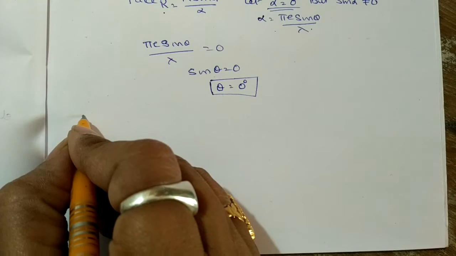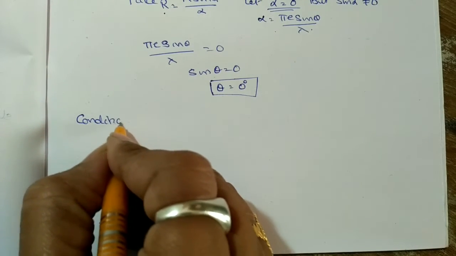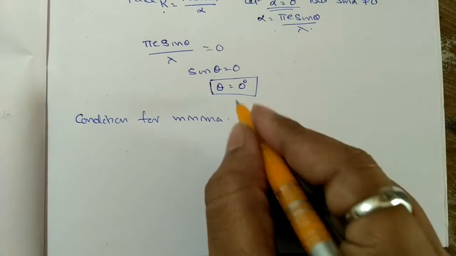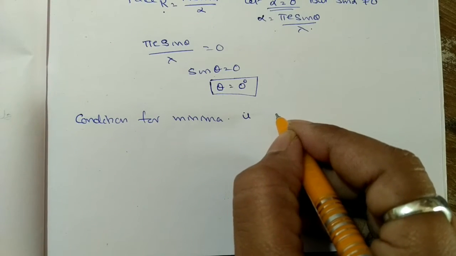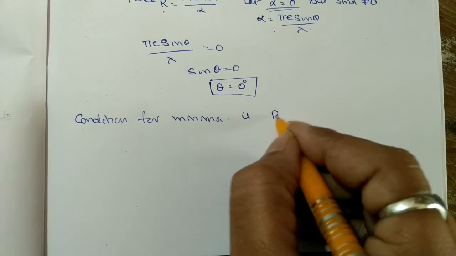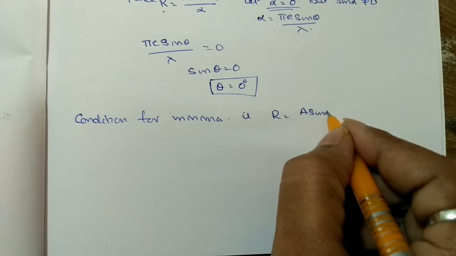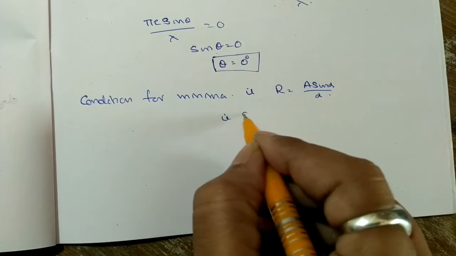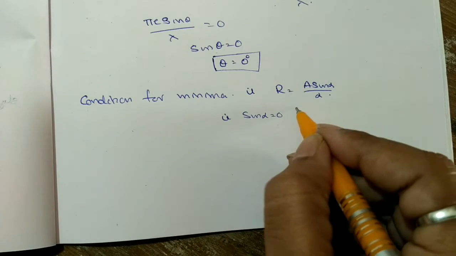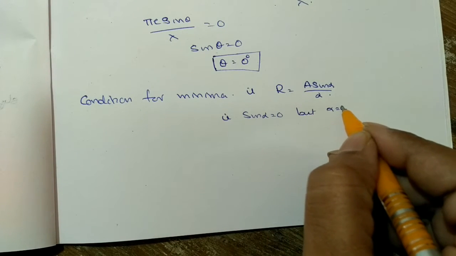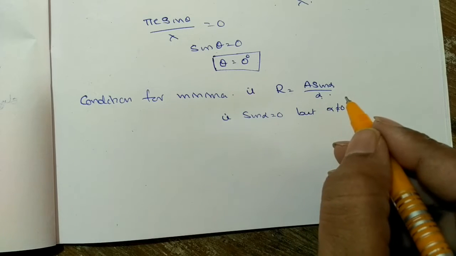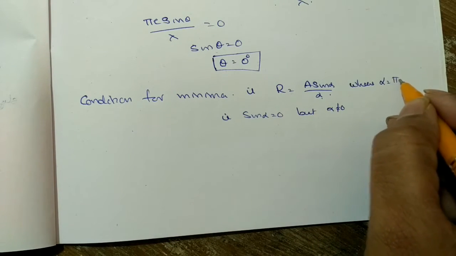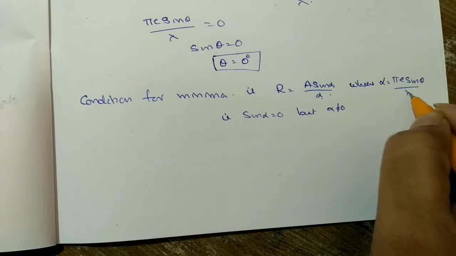Condition for minimum. Again we have to take R is equal to A sin alpha by alpha. Here the numerator is equal to 0, that is sin alpha is equal to 0 but alpha is not equal to 0. That means the denominator alpha is not equal to 0, where alpha is equal to pi a sin theta by lambda.